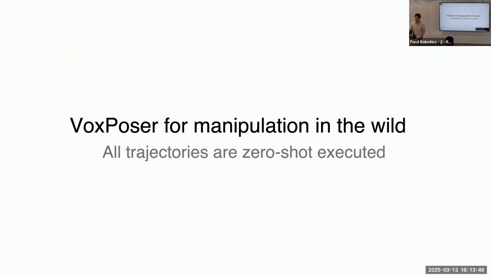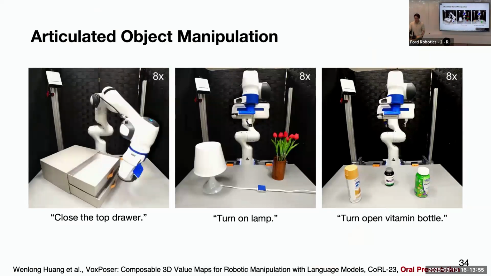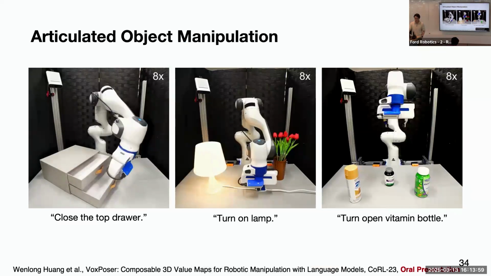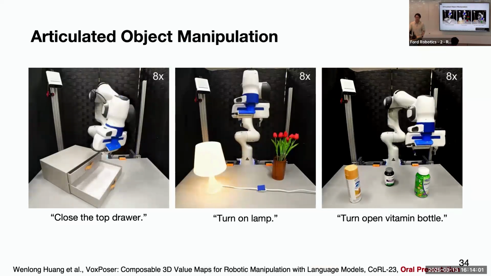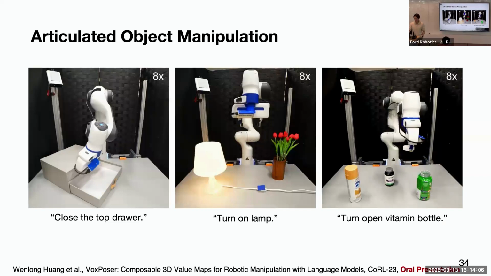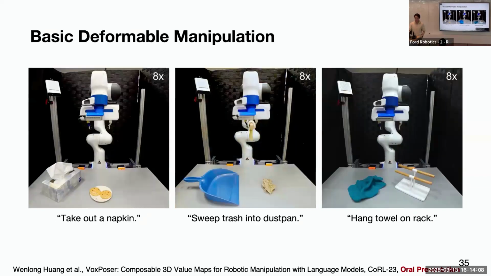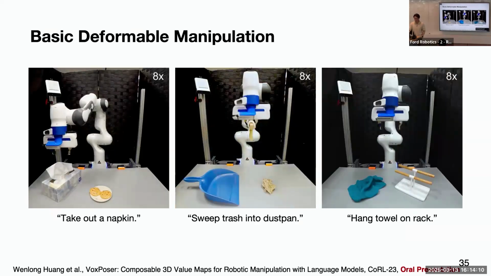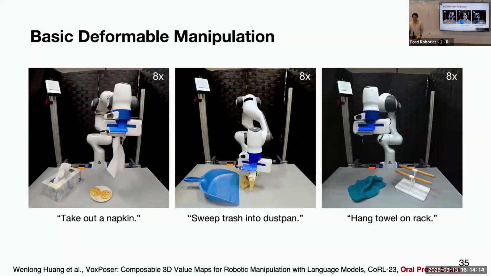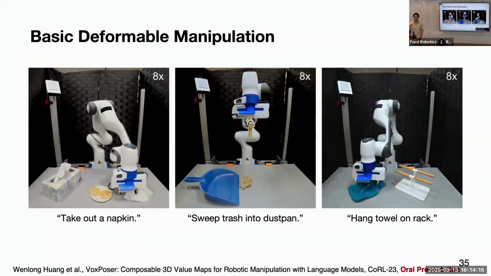And this framework can also be applied to a wide range of other manipulation tasks. For example, here we are showing some very basic articulated object manipulation tasks, like close the top drawer, turn on the lamp, or open the vitamin bottle. The robot can recognize which bottle is the vitamin bottle and go there to open the cap. You can also do some basic deformable object manipulation tasks, like take out the napkin, sweep the trash into the dustpan, and also hang the towel on the rack.